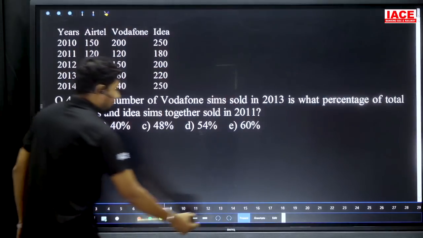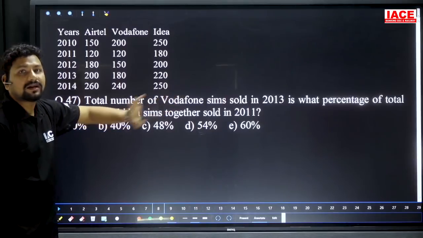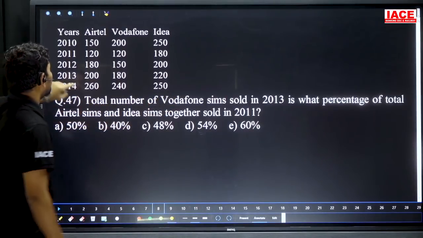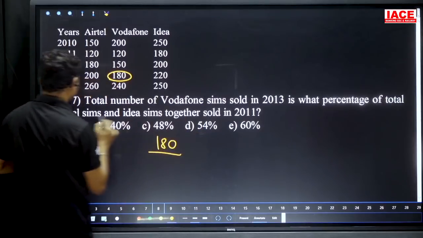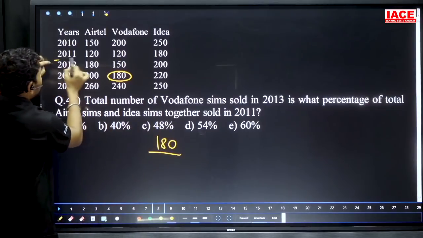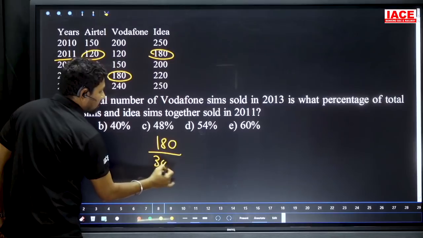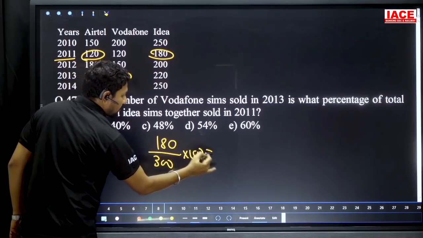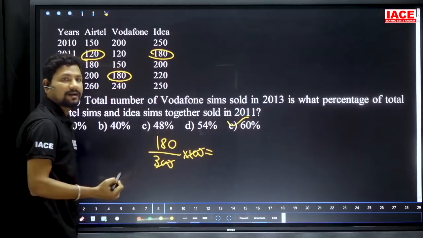For the same data, 47th question. Total number of Vodafone SIMs sold in 2013. Vodafone, it is how much? 180. 180 is what percentage of total Airtel SIMs and Idea SIMs together sold in 2011? 2011 Airtel and Vodafone, 180 plus 120, it is 300. We need percentage, multiply with 100. 180 by 3 is equal to 60 percentage. Option E here clearly.